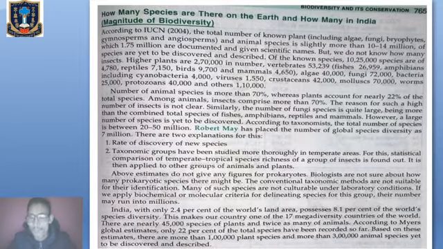So among the 1.75 million species which are known, nearly 10,25,000 species are insects. Higher plants are 2,70,000 in number. Vertebrates 53,239. Among those, fishes are 26,959, amphibians 4,780, reptiles 7,150, birds 9,700 and mammals 4,650.